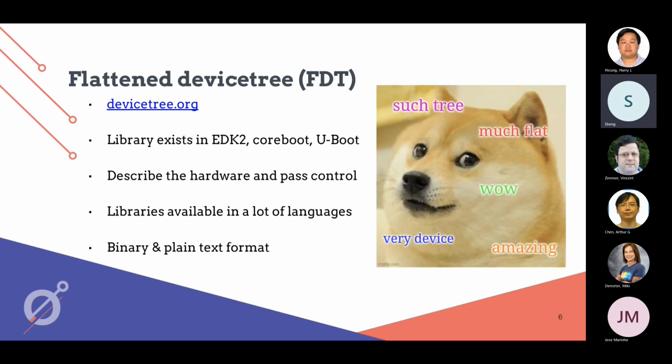We landed on the flattened device tree after several discussions. The spec is already out there, and the library, which is really, really important here, like I said, we don't need to reinvent the wheel. The FDT library already exists in EDK2, coreboot, U-Boot, and Linux boot as well. So we do not need to persuade the community to introduce a whole new big chunk of code just to support the handoff data block. So this is good, I think, for the community, and also for the integration.